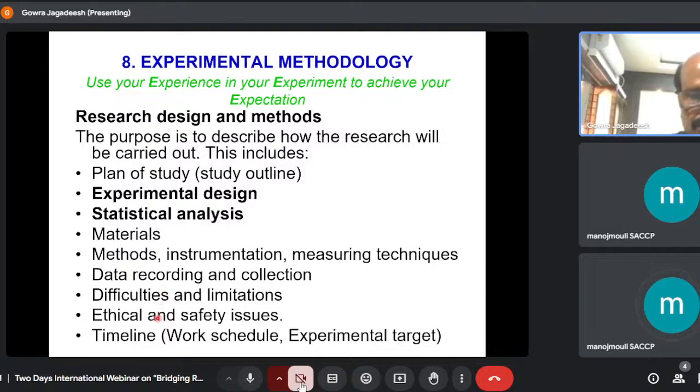issues, for those who are using animals, and also timeline, work schedule should be given, and what is your experimental target, how you are going to achieve this one. These things should go in your protocol.